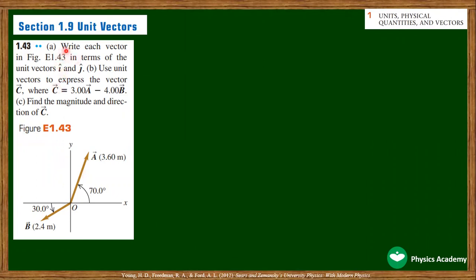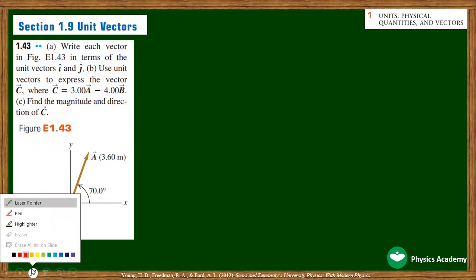In this problem, write each vector in figure E1.43 in terms of the unit vectors i and j. Then use vectors to express the vector c, where c is 3 times vector a minus 4 times vector b. Then find the magnitude and the direction of vector c. Okay, so let's try to answer this problem.